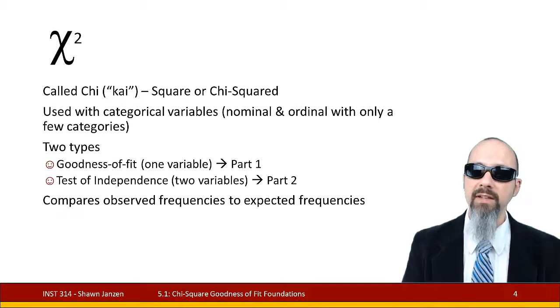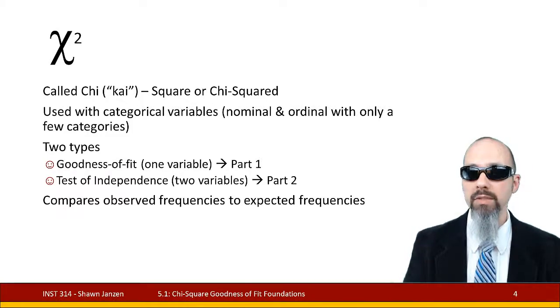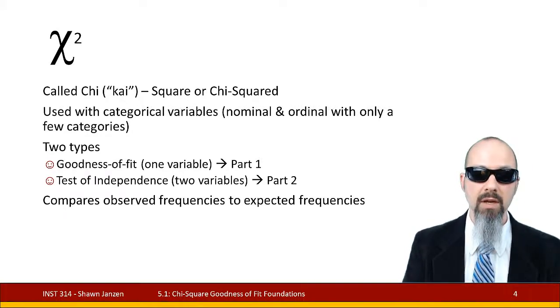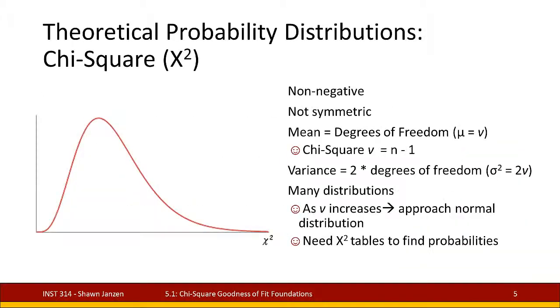the goodness of fit and the test for independence. The goodness of fit has only one variable, where the test for independence has two variables. Both of them do the same sort of job, where we are comparing observed frequencies to expected frequencies. What are the values we actually have, and what are the values we're expecting to find, given the values that we have? Now, we're going to talk a little bit here about the chi-square distribution.